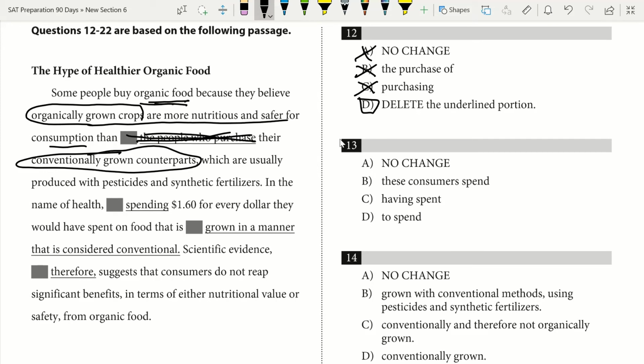All right, number 13. So we have which are usually produced with pesticides and synthetic fertilizers. In the name of health, spending. No. In the name of health, who is spending? These consumers spend. Okay, answer there is going to be A.